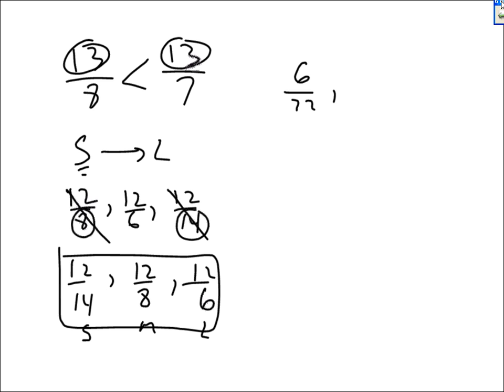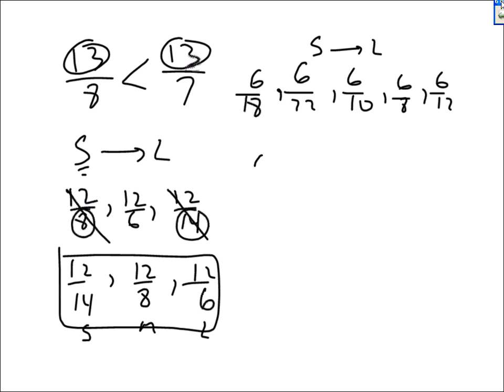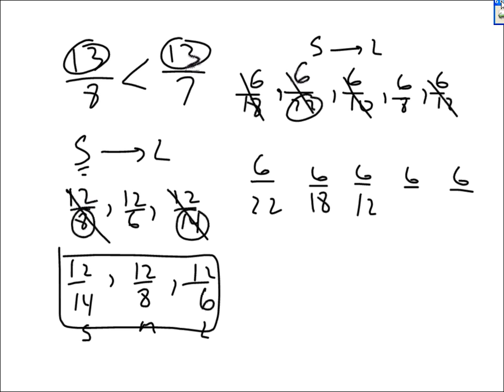Smallest to largest. 6 over 22, 6 over 10, 6 over 8, 6 over 12, and one more, 6 over 18. We want to go from smallest to largest. So, the smallest one has the largest denominator. There are 5 numbers, they all have 6 on the top. The largest denominator is 22, the next largest denominator is 18, and then 12, and then 10, and then 8.